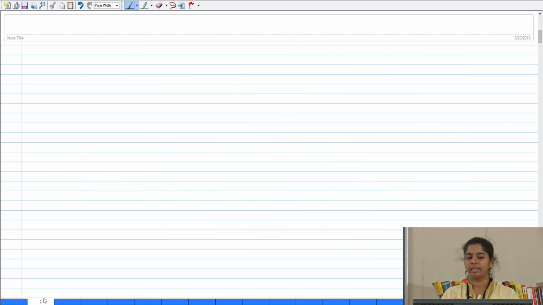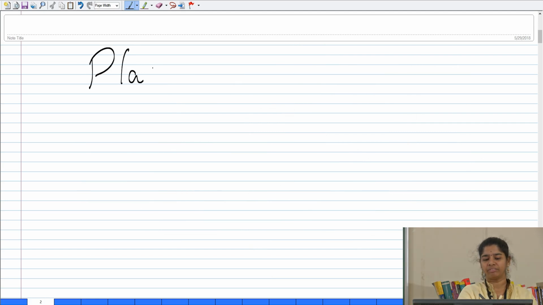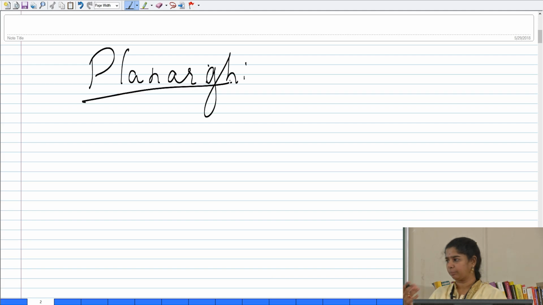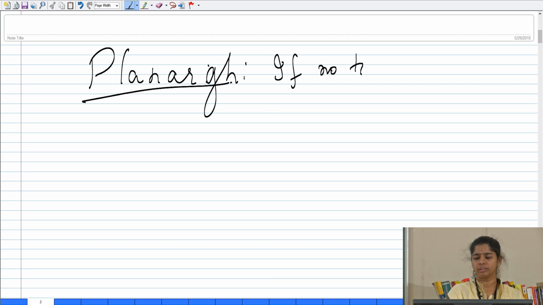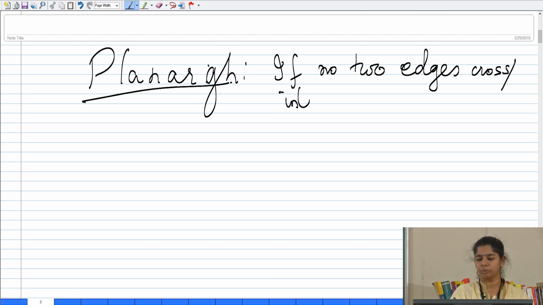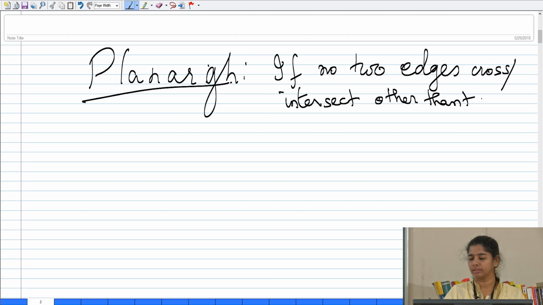So, the first part, definition of a planar graph, as we have seen. If two edges do not cross, then we say it is a planar graph, right. So, if no two edges cross or intersect, I am giving you a loose word, so do not take this as a formal definition, it is just for your understanding, other than at vertices.